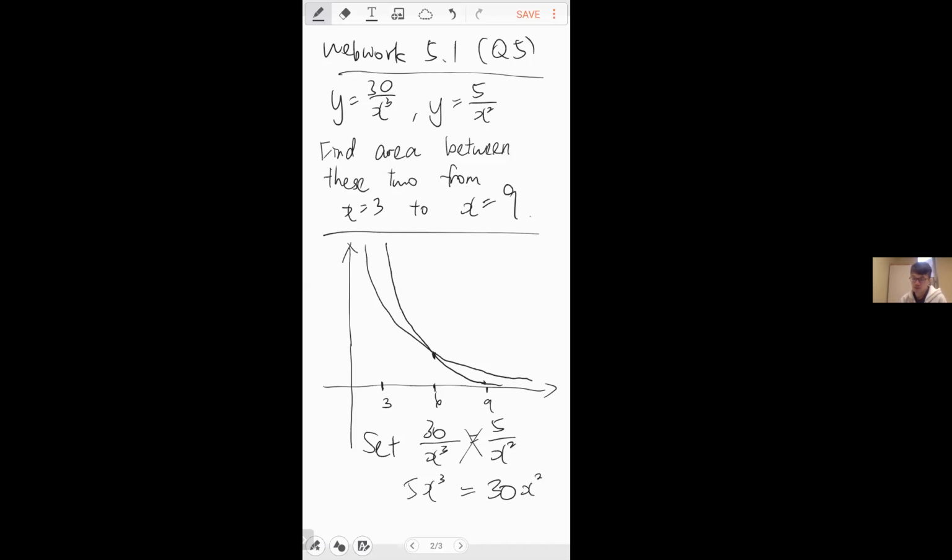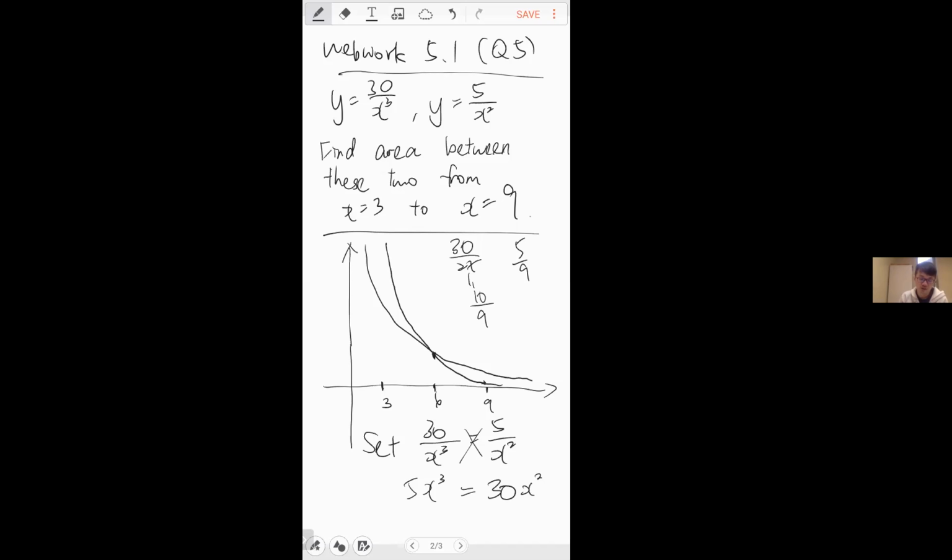Yep, that's very good. So you plug 3 into both functions. For example, if you plug 3 into the first function, you get 30 over 27. If you plug 3 into the second function, you get 5 over 9, which is 15 over 27, so this is 10 over 9 when divided by 3. So the first one is higher from 3 to 6. Does it make sense?